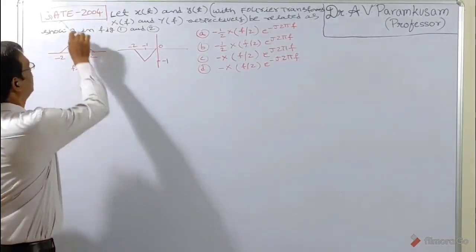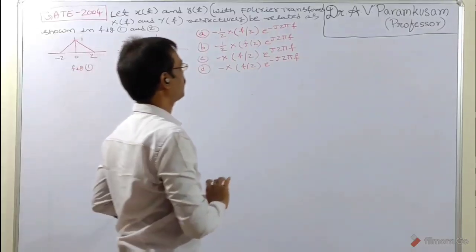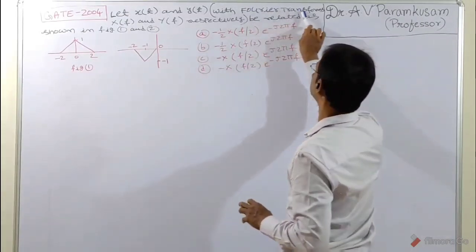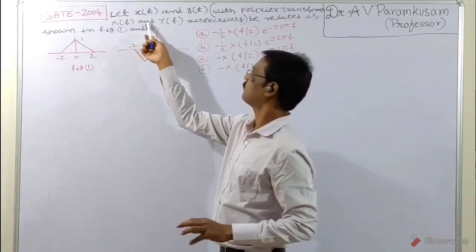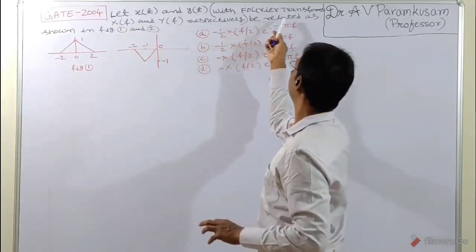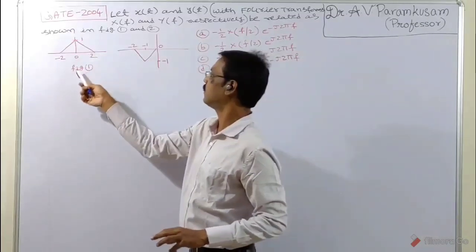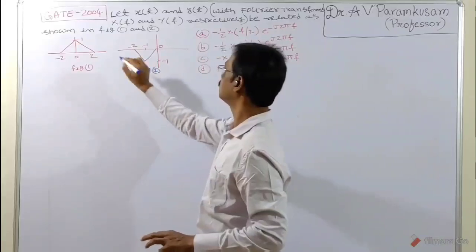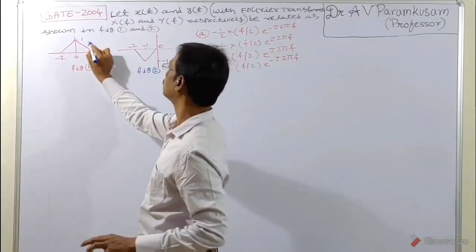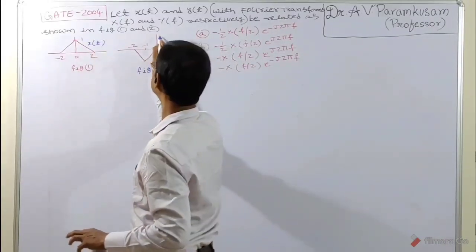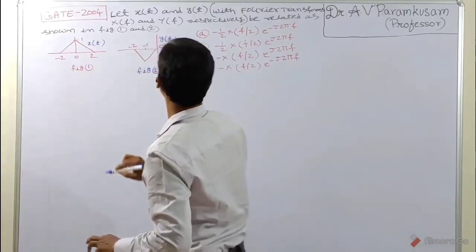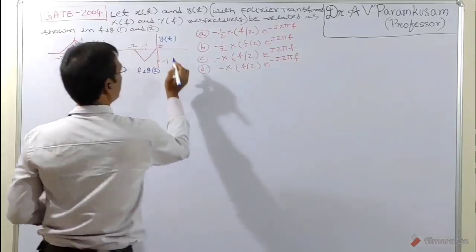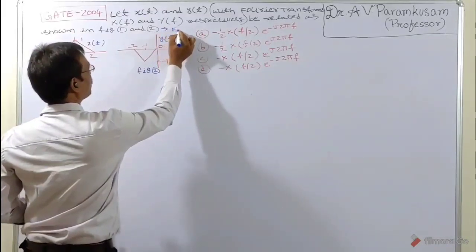Here in GATE 2004, the problem is given, that is, let x of t and y of t with Fourier transforms x of f and y of f respectively be related as shown in figure 1 and 2. This is figure 2. This is x of t and this is y of t. Then the question is to find the y of f.